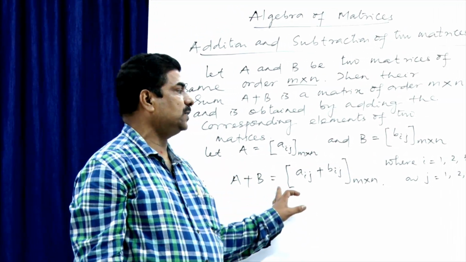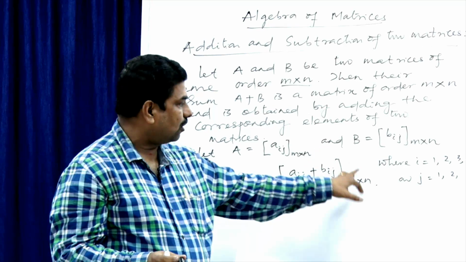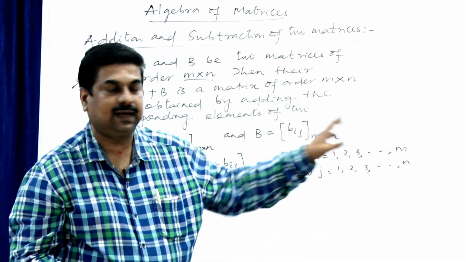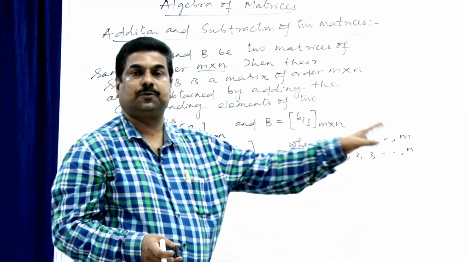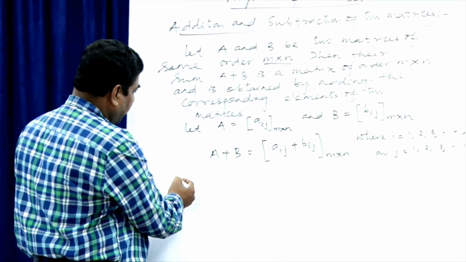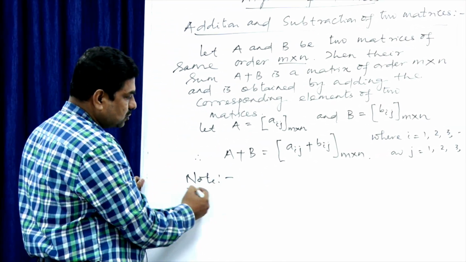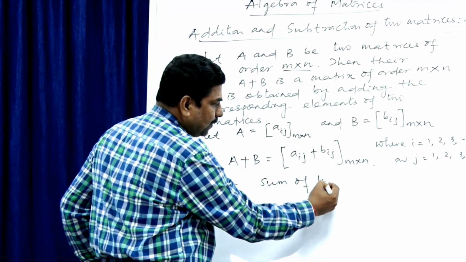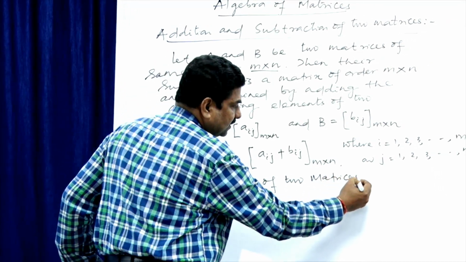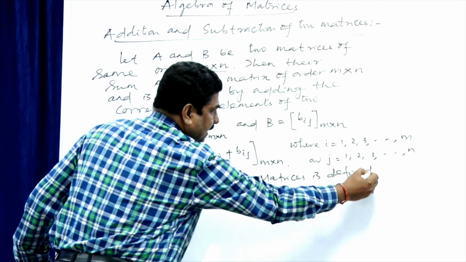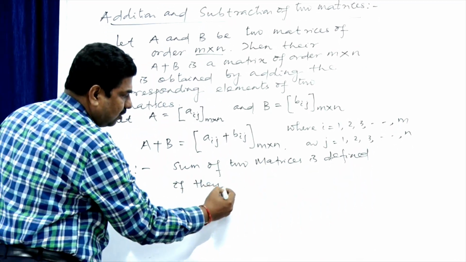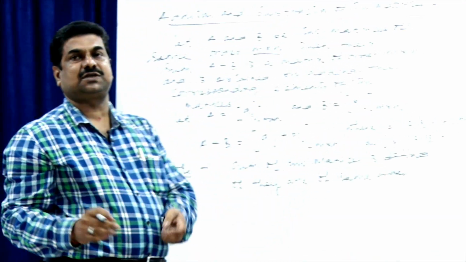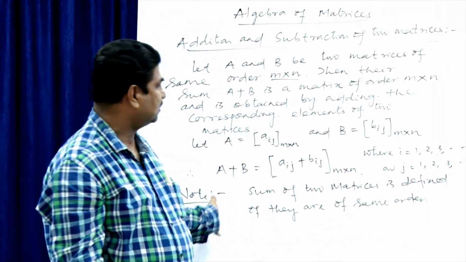That means A plus B is also a matrix of order m by n, where i equals 1, 2, 3 up to m and j equals 1, 2, 3 up to n. Here you see a very important note: the sum of two matrices is defined if they are of the same order. If both are of the same order, then the sum is also of the same order.